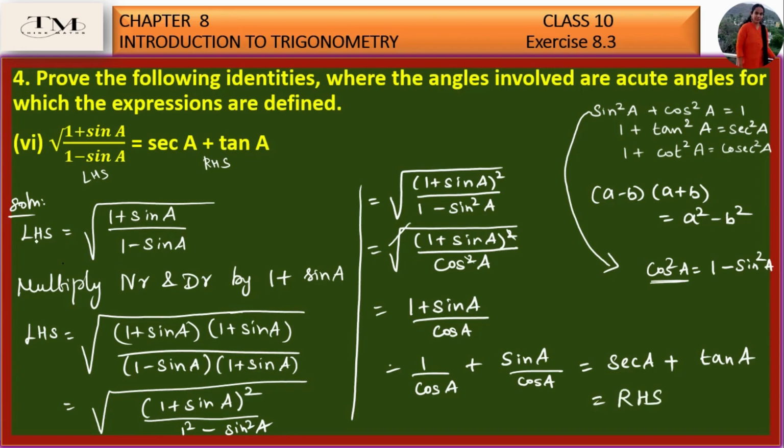So we got from LHS, we got the RHS. So LHS equal to RHS. This means we have verified the identity. With this, we have completed the sixth part.